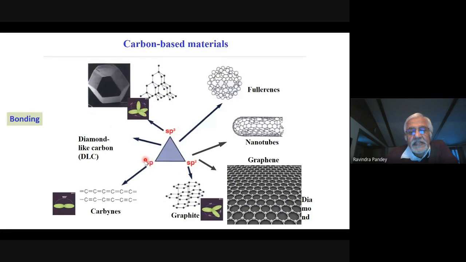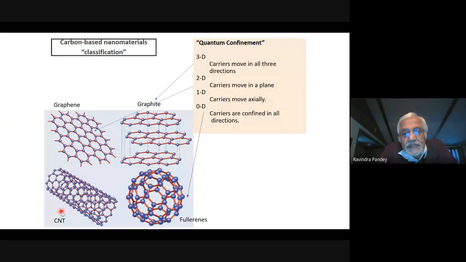And then we have the sp bonding, which provides a linear arrangement of these carbon atoms when they form a single or a triple bond with each other. So these are a variety of structural configurations that come out of the uniqueness of the carbon-carbon bonds and the way they arrange themselves. If we use this quantum confinement classification, then graphite can be called 3D. Graphene is our 2D material. Carbon nanotube becomes 1D because carriers move axially. And then we have 0D quantum dots, a similar structure being fullerenes or C60 material.